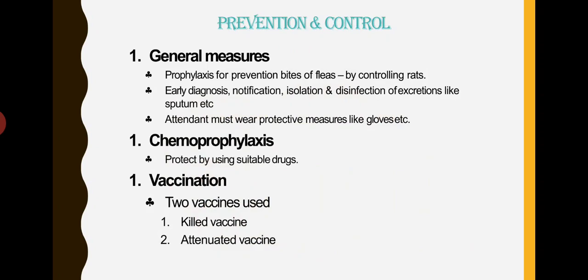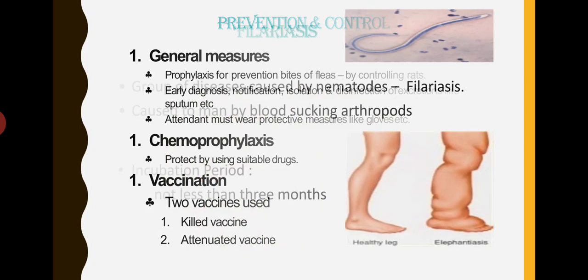Then some key chemoprophylaxis measures, which include protection using suitable drugs. Then the third measure is vaccination. Two vaccines are used, one is the killed vaccine and the second is the live attenuated vaccine.